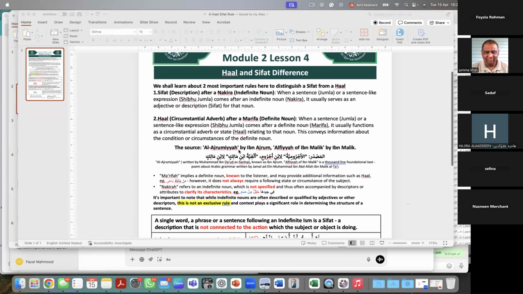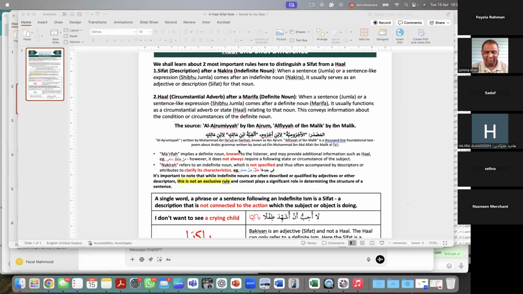Now, first of all, there are two rules we will be studying, we will be learning today. The first rule is, in a sentence, after a nakira ism, ism with tanween, a jumla or a shibu jumla.